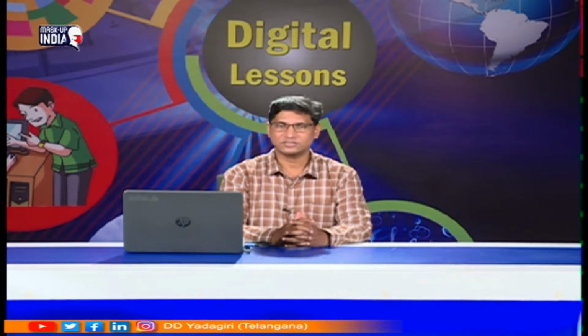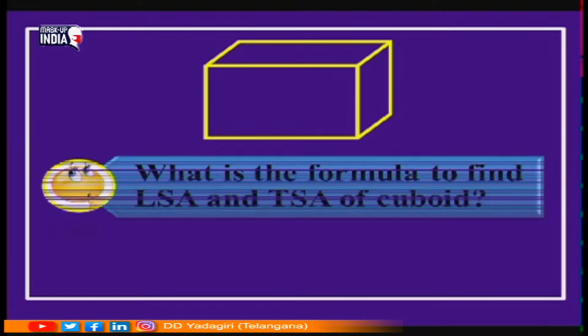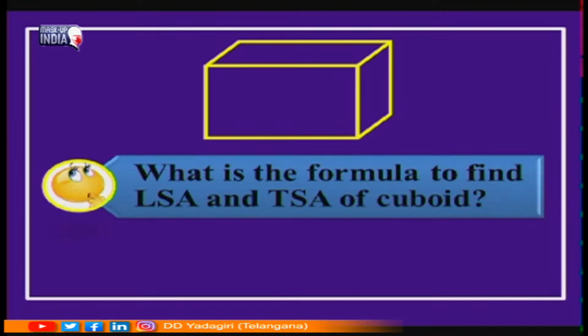Before we start our session in today's mathematics digital class, let us quickly recap what we have learned in our previous class. Let us start, children. Can you tell me what is the formula to find the LSA and TSA of a cuboid, that is, lateral surface area and total surface area of a cuboid?